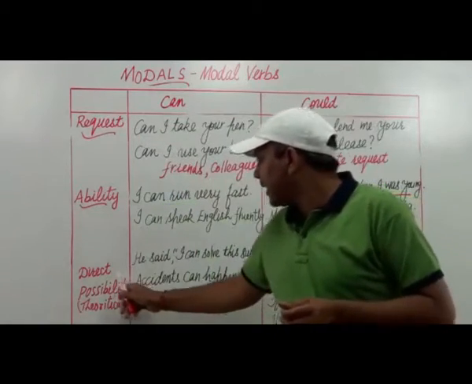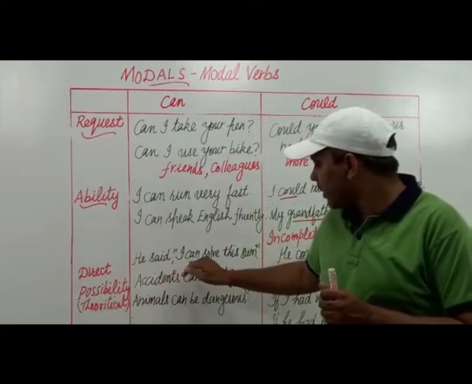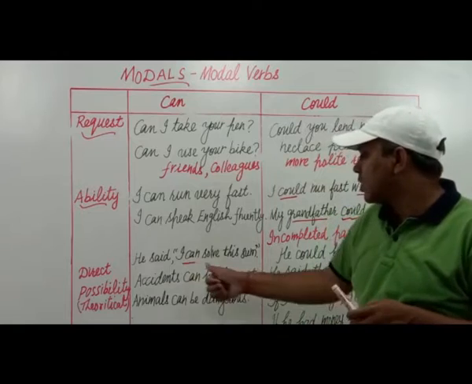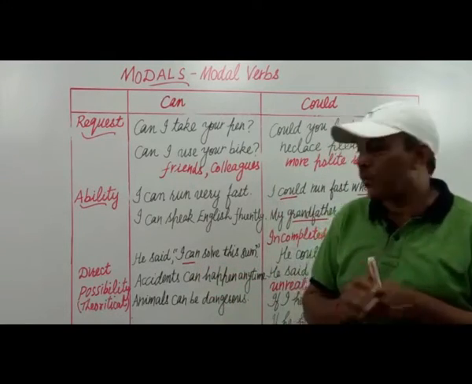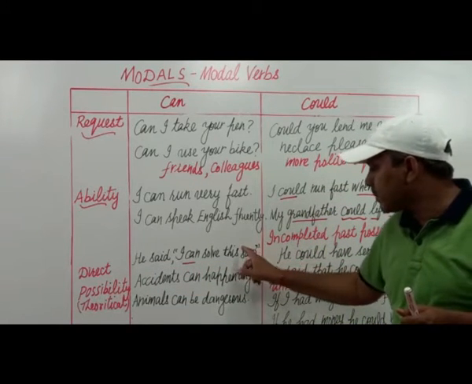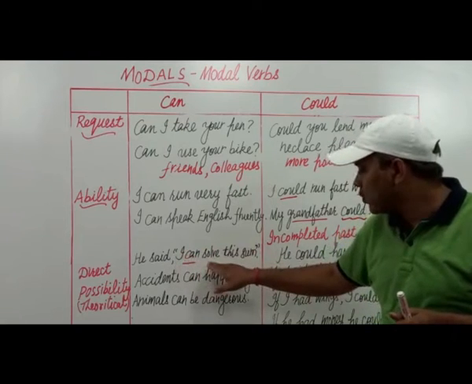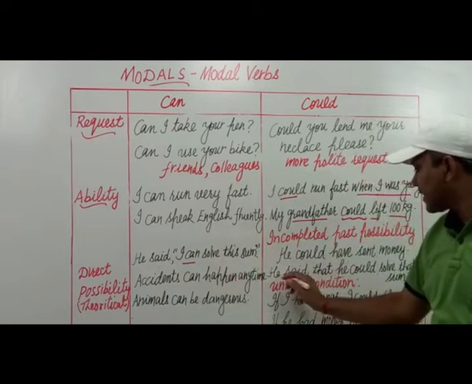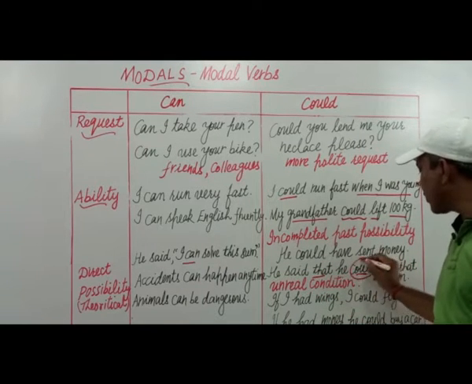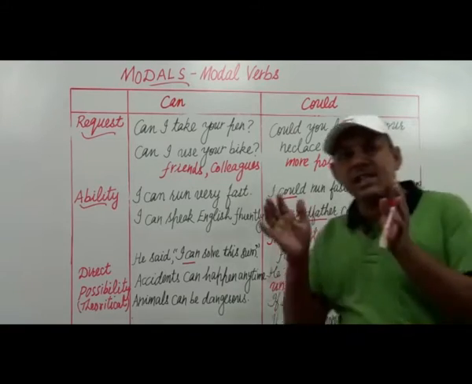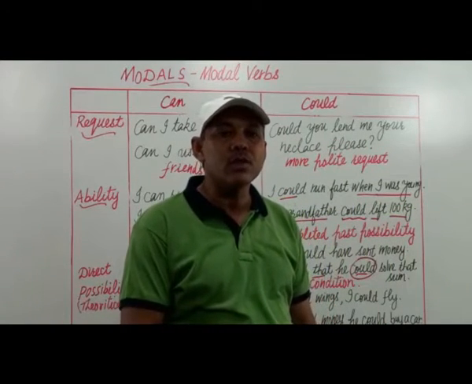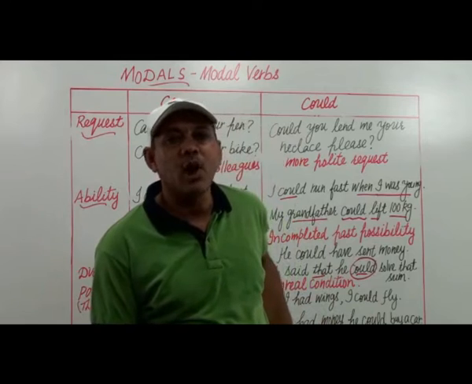Next is indirect speech. If can is used as a modal verb, we use could to change it into indirect speech. For example, he said, I can solve this sum. This reported speech is closed in inverted commas. To change it into indirect speech, he said that he could solve that sum. Can is changed into could. If the sentence is given in indirect speech in an exercise, then I shall use could in place of can.